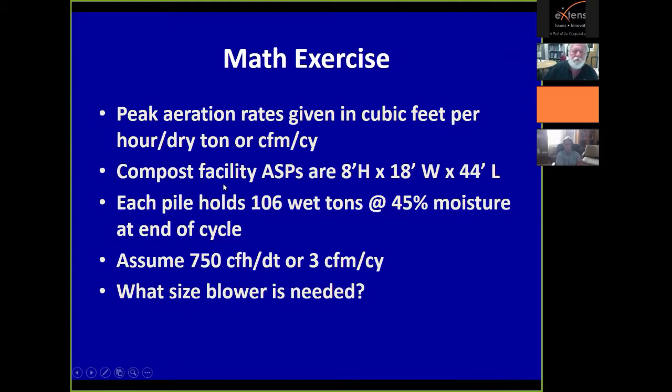So let's assume our compost facility has aerated static piles that are 8 feet high, 18 feet wide, and 44 feet long. We'll assume each pile holds 106 wet tons of material, and that moisture content at the end of the active composting stage is 45%. We'll assume peak aeration rates of 750 cubic feet per hour per dry ton, CFH per DT, or 3 cubic feet per minute per cubic yard. So what size blower are we going to need?